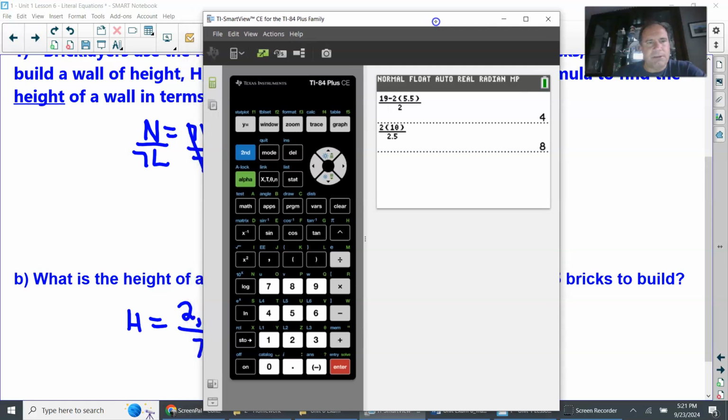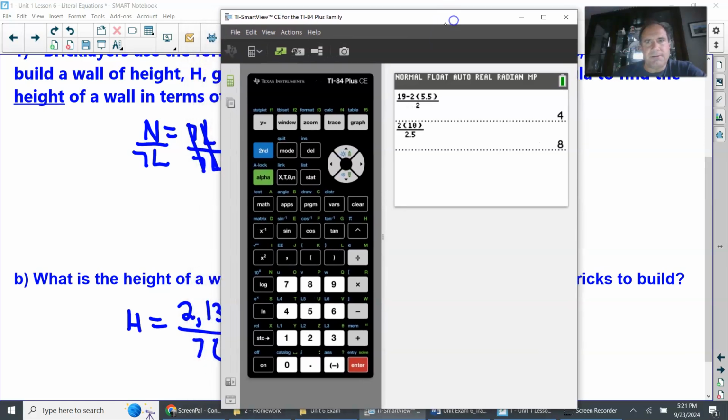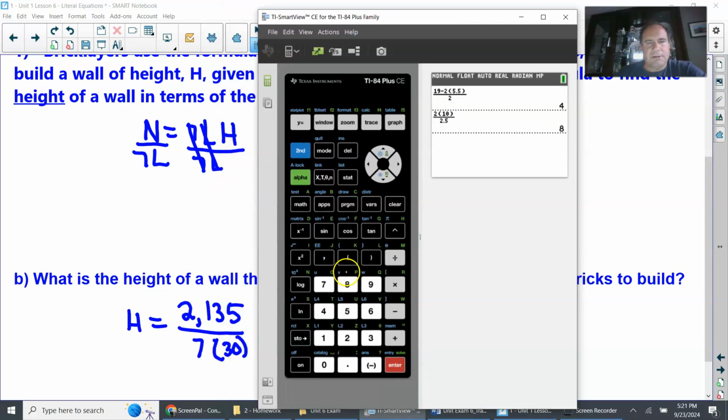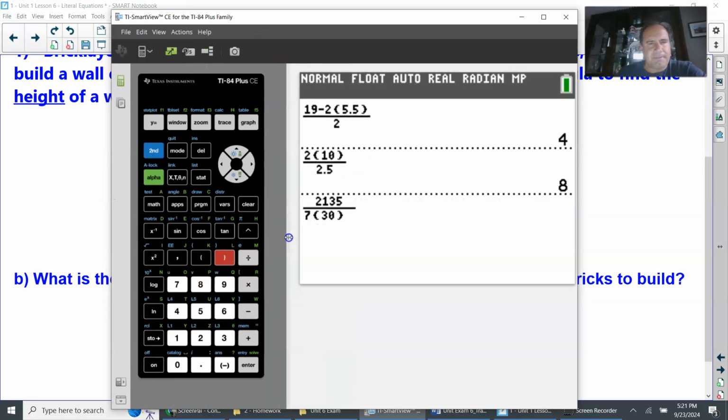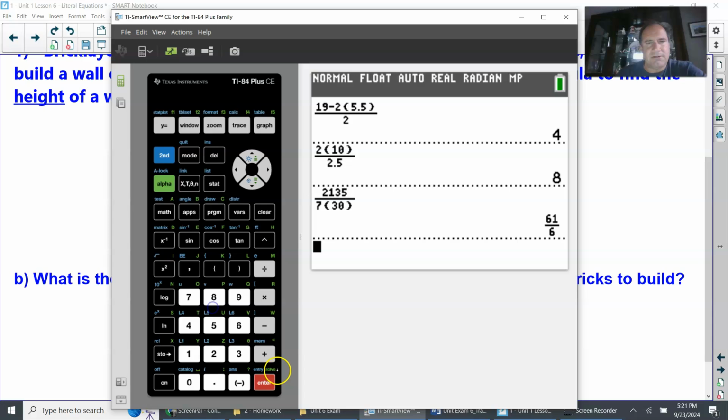And we're going to just move this over. We're going to do alpha x, put it in a fraction, 2,135 divided by, no, not divided by because it's a fraction already, 7 and in parentheses 30, and then close parentheses. Let me just move that back so you can see it. And that's what it looks like. You enter, and it's 61 over 6.